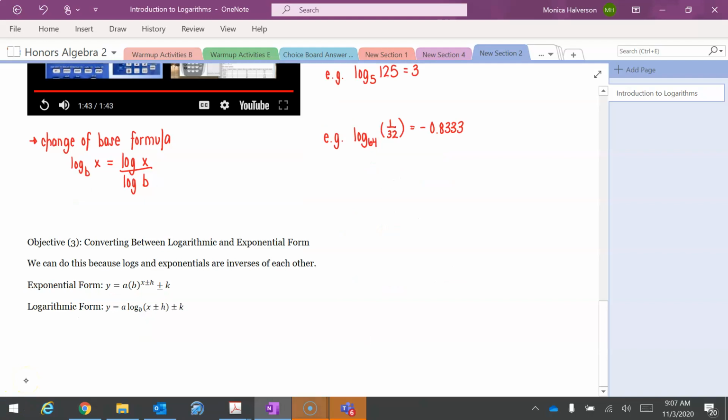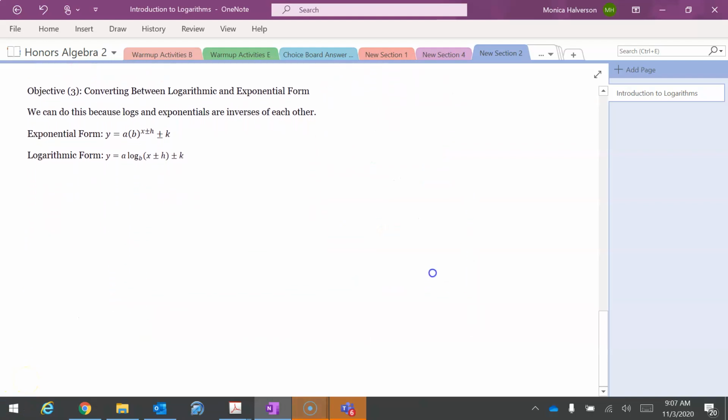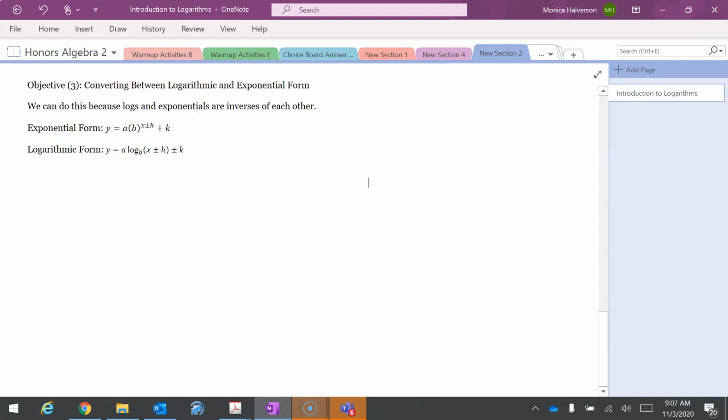Okay, so now that we know how to evaluate logarithms using our calculators, we also want to talk about how to convert logarithmic functions with exponential functions. And the reason we can do this is because they're inverses of each other. So we can convert from one form to the other. And here I have written the general forms of both exponential functions, which we talked about a few class periods ago, and logarithmic functions.